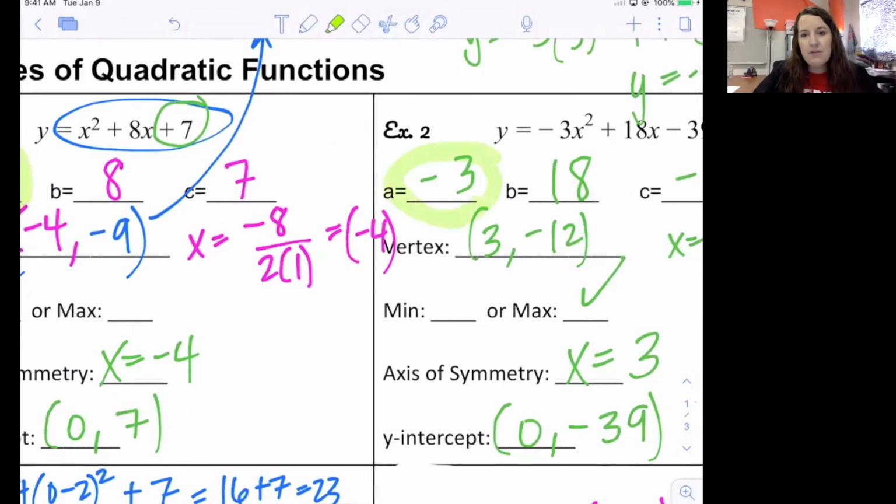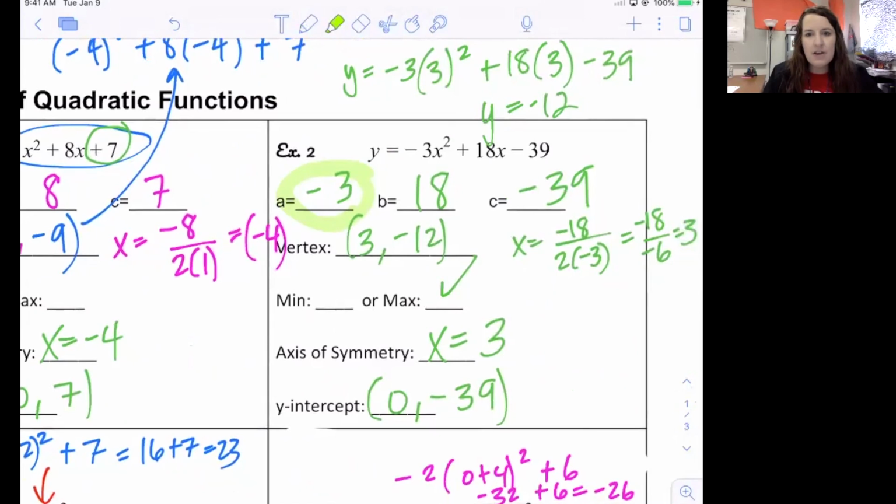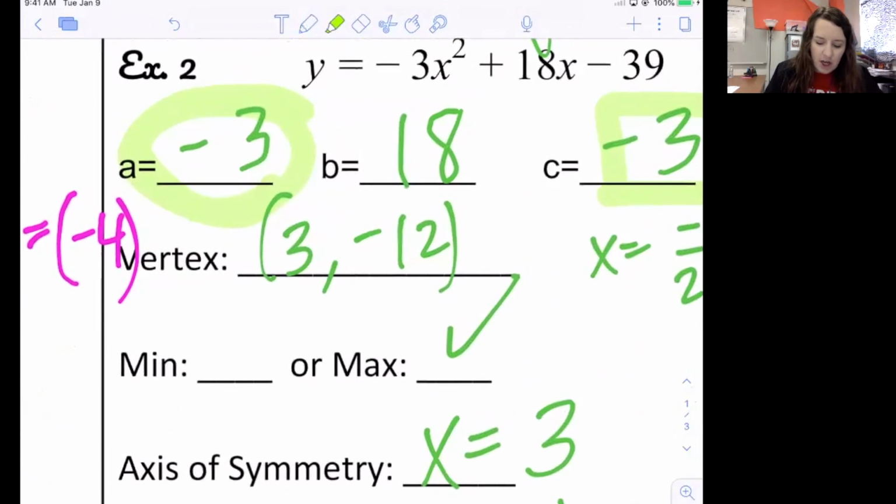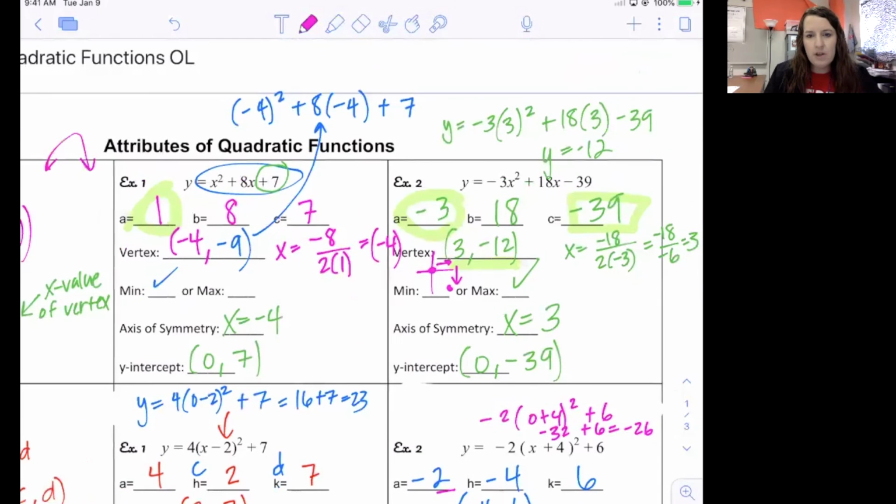Now, your b and c values don't do what your c and d values do in the other one, meaning you can't look at this c value and do the same thing. To get your horizontal shift and your vertical shift, you would look at the vertex. So we would say from a vertex of 0, 0, if I go to 3, negative 12, I've gone to the right 3 and down 12. So you can get your transformations from standard form. You would just first have to find your vertex to see where that vertex shifted from the origin.